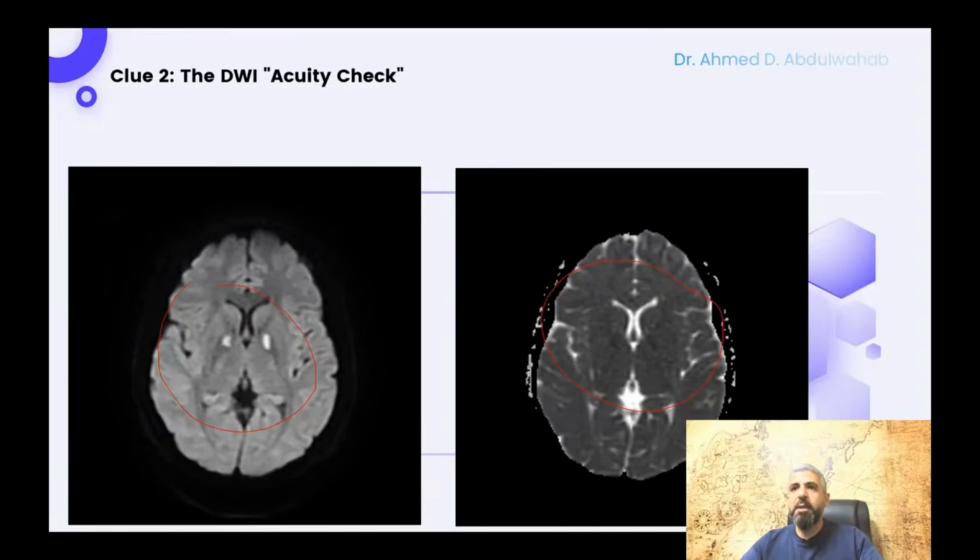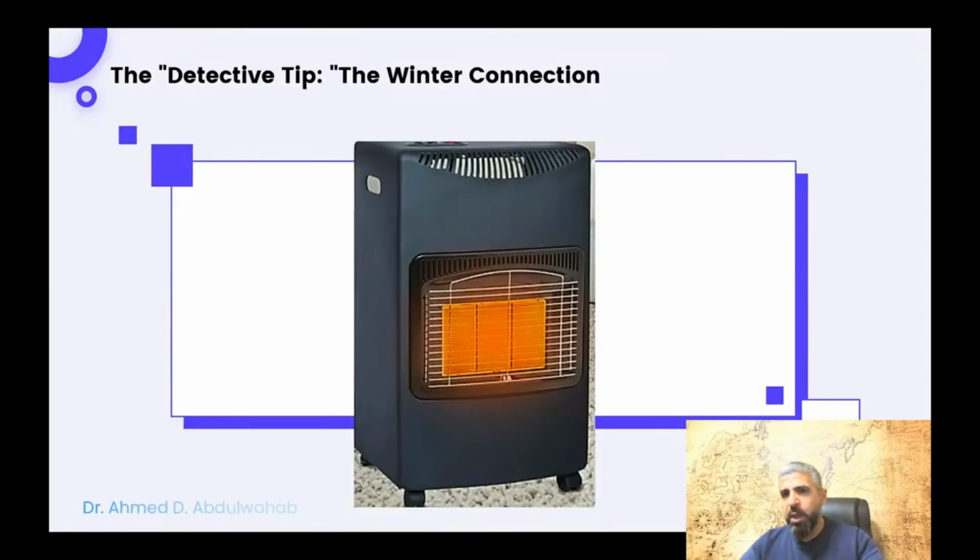And of course, as I gave you in the history, I said winter can be cold in Erbil, and this girl was found alone in her apartment. So when it's winter, we usually use the airspace heater, and this is the winter connection.